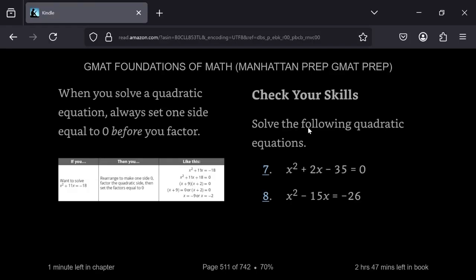This part, check your skills. This is where we are supposed to apply what we have read and see whether we can understand the topic or not. And what I do is I do them. Number 7, for instance: x squared plus 2x minus 35 equals 0.